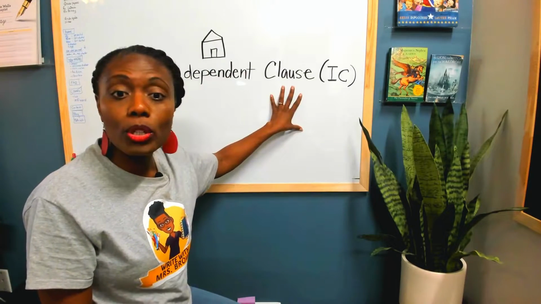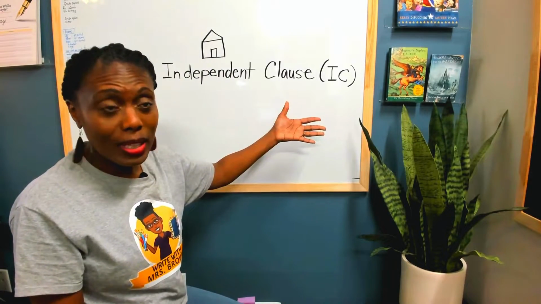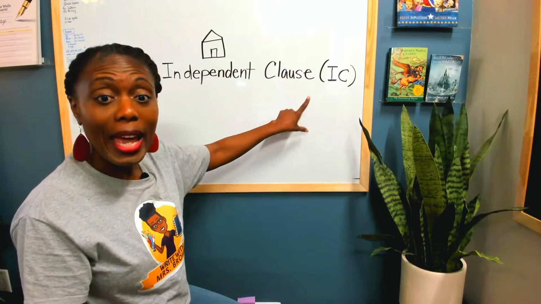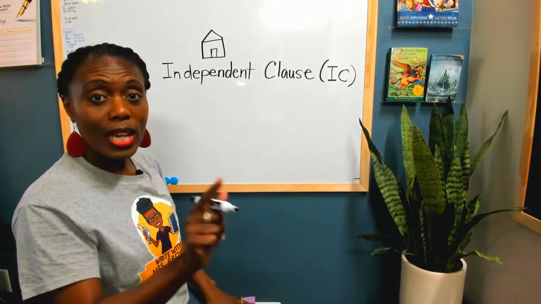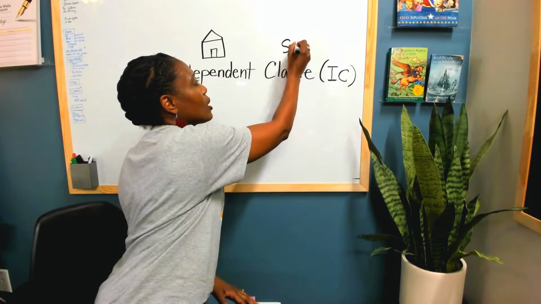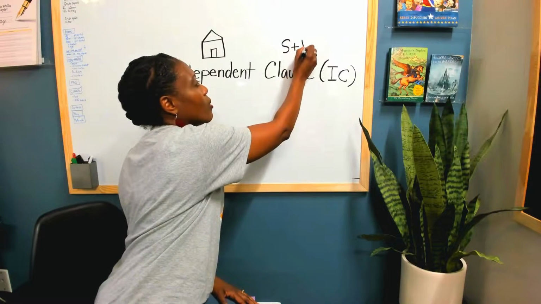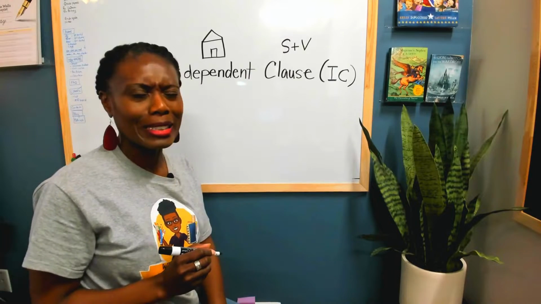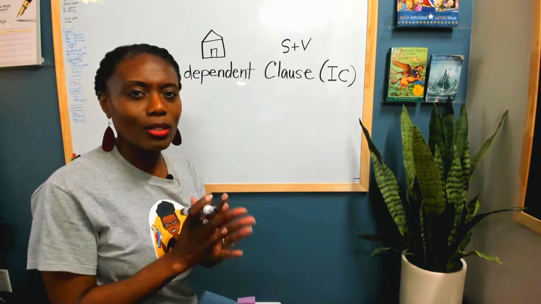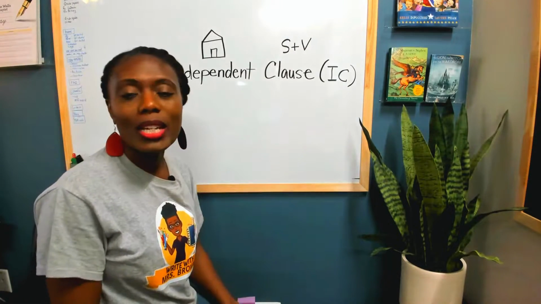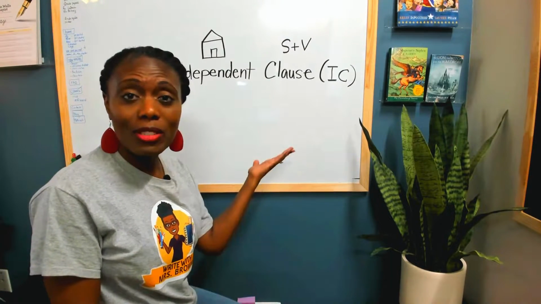Now let's talk about the word clause. What does that mean? A clause is a group of words that has a subject and a verb. So let's just write above this subject plus verb. Now, you might be saying, Mrs. Brown, I actually don't remember what a subject and a verb are. Well, don't worry. Let's talk about those and then we'll break down the independent clause more and give some examples.